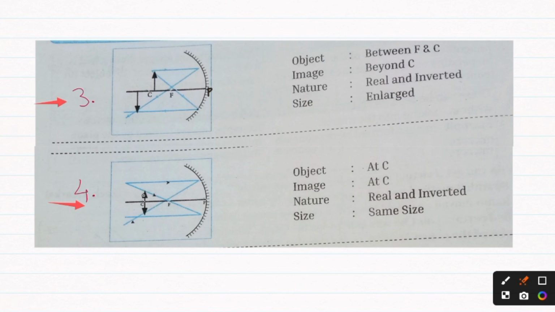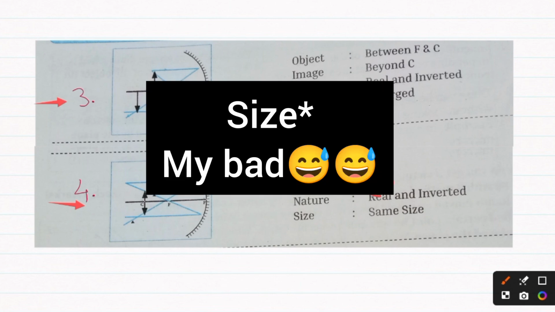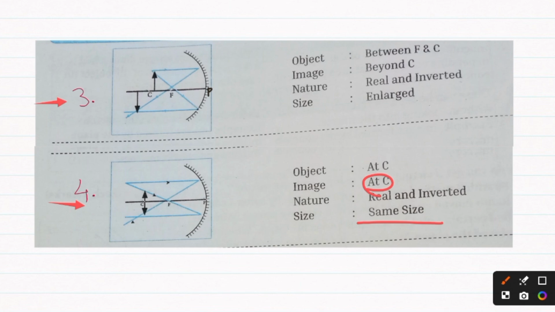So here is our object. As usual, a ray comes parallel to the principal axis and it goes through the focus, and a ray is coming by passing through the focus and it will go parallel to the principal axis. The main point is the image is formed at C. The image is at the same place as the object, but the image is real and inverted. And the size? It is the same size as the object.